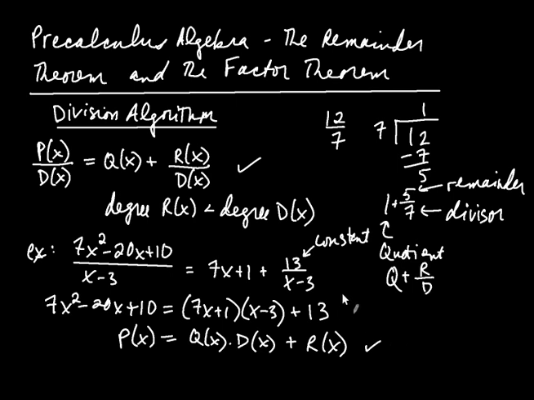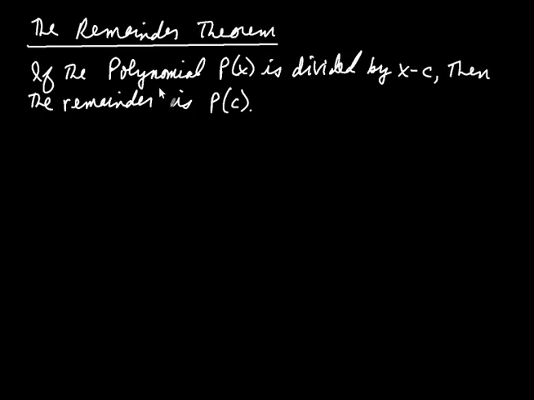Okay, so let's see how we use this to prove the remainder theorem and then the factor theorem after that. So the remainder theorem says this: if the polynomial p of x is divided by x minus c, then the remainder is p of c. And why is that true? Let's give a proof.